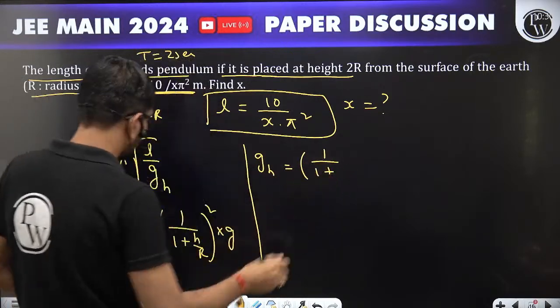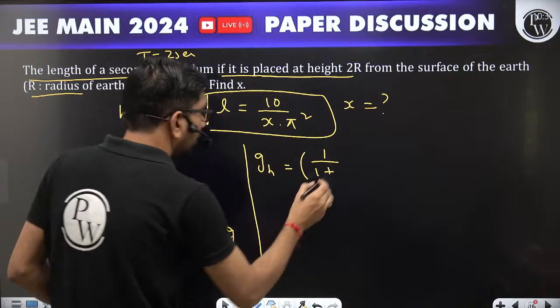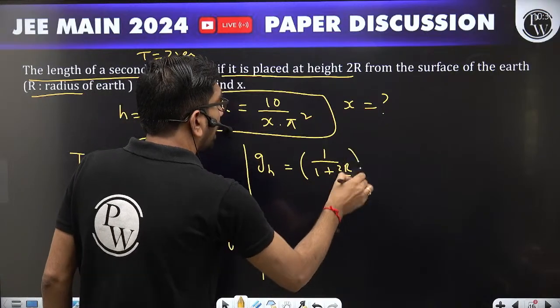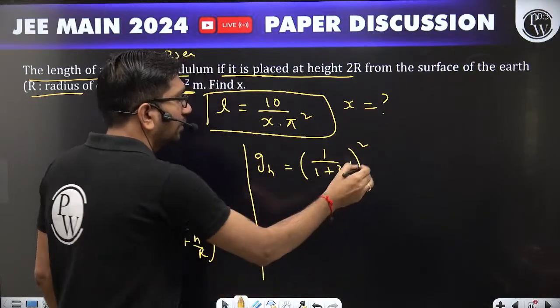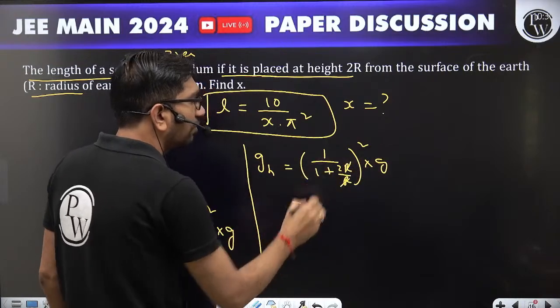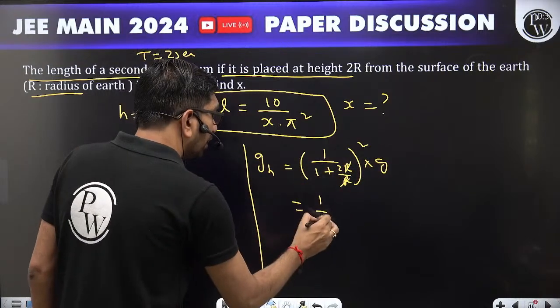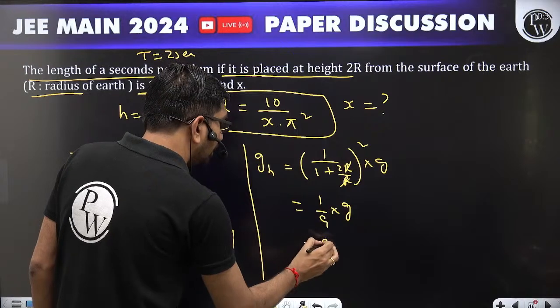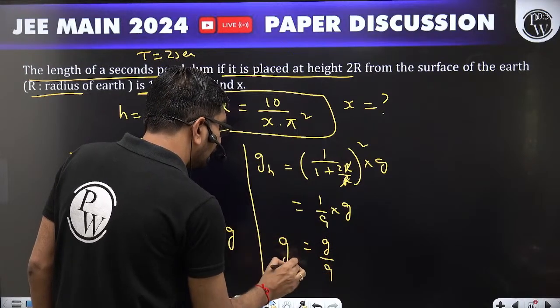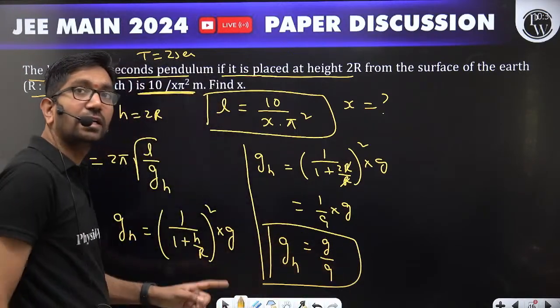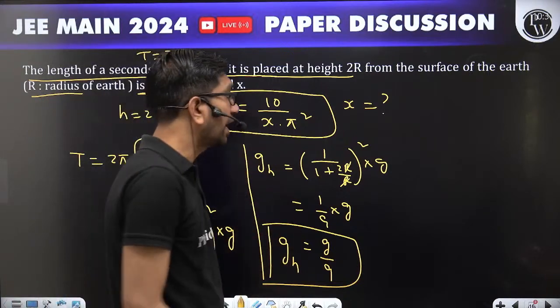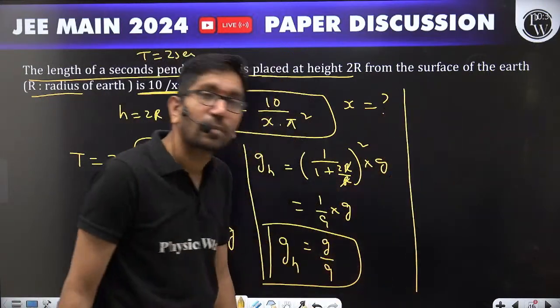So what do you get? 1 by (1 plus h), where h is given as 2r, by r) whole square. This r gets cancelled. What did you get, beta? 1 by 3 whole square, 1 by 9. So finally g by 9. In place of gh, you can write it as g by 9. Is it clear?